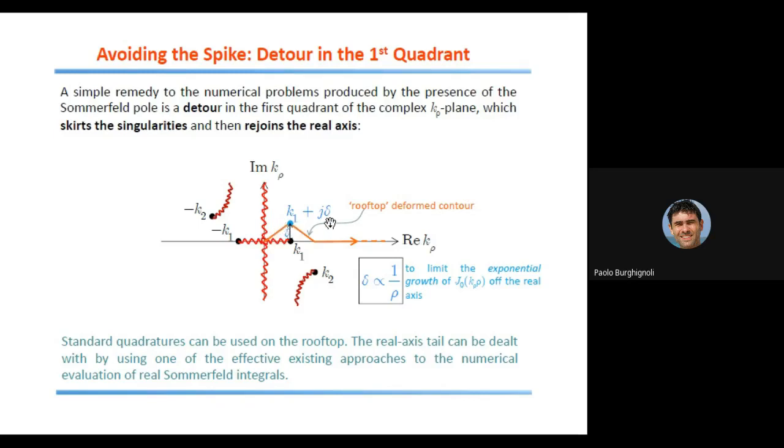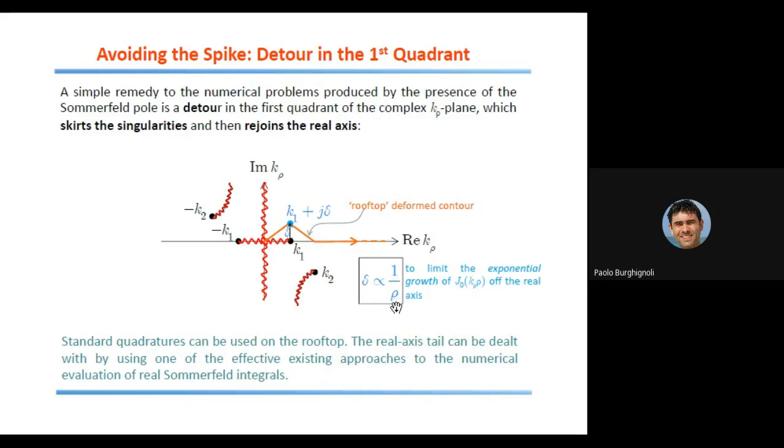You add a small imaginary part to K1, so you go with a straight line from the origin to K1 plus J delta, and then you rejoin the real axis sufficiently far from the wave number so that you have avoided the spike. And once you are on the real axis, you only need to deal with the oscillatory behavior of the integrand, which is also quite slowly decaying. However, there is a large literature on the numerical evaluation of those integrals, and so there are effective numerical quadratures.